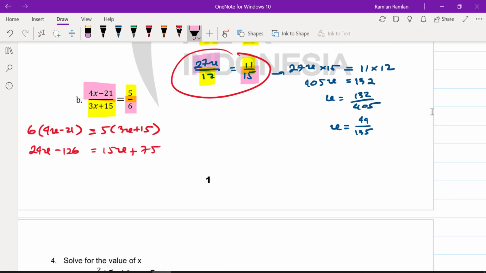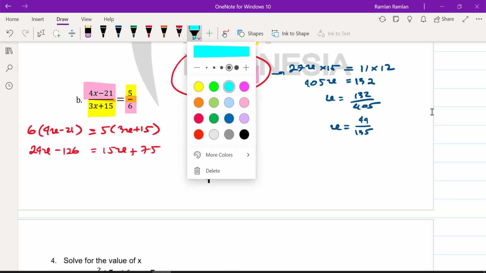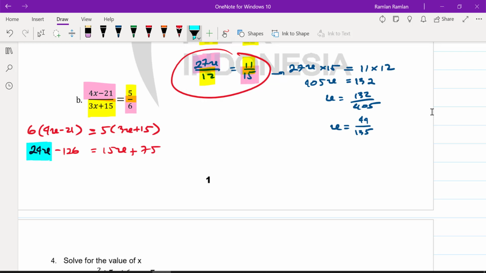So in here we have this guy here has x, and this is also x, right? So we're going to make all of the x's on the left side of the equal sign, and the others on the right side of the equal sign. So in here I'm going to write down 24x, subtract both sides by 15x, so we get 24x minus 15x, right? And then that 75 is not going anywhere, it's just on the right side of the equal sign. We're also going to add 126 to both sides. So it's 75 plus 126.